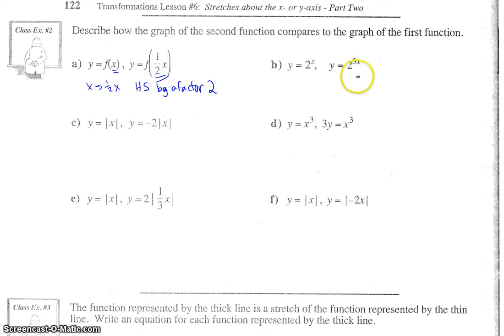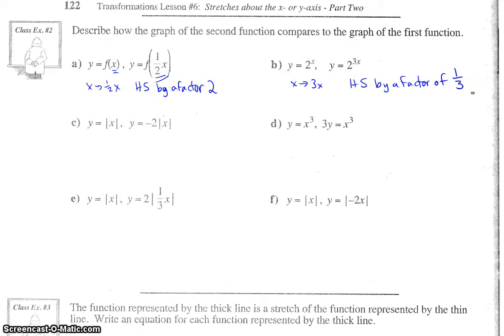Okay, let's look at B. Actually, you know what? Why don't you guys try B and then we'll check back in and then we'll do C together. Okay, so pause your videos and hopefully we all ended up with horizontal stretch by a factor of 1/3. That's how the second graph compares to the first graph. x is replaced with 3x, take the number and flip it over to get our stretch factor.